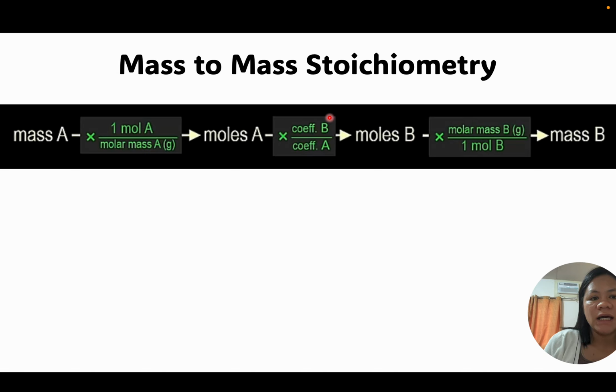Wherein, in an equation, we're gonna be considering the coefficient of the given and the involved na mga element or compound. Okay? And then, of course, we're gonna need to find the molar mass as well of the B, and then we'll end up with a mass. Kaya mass-to-mass stoichiometry. So we have a balance na equation here. 3H2 plus N2 is equal to, or our product naman is 2NH3.